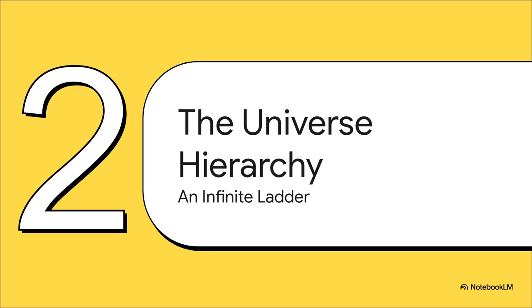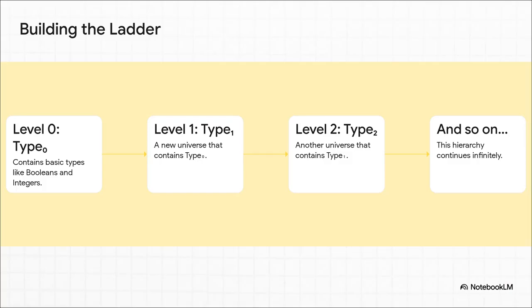So how do we fix this? If one giant box for everything doesn't work, we get clever. We build an infinite ladder of them instead. And this is the brilliant core idea behind what's called the universe hierarchy. So, how do we build this ladder? Okay, we start at the very bottom, on the ground floor, with a universe we call type 0. This holds all of our simple, basic types, your booleans, your integers. Then we build the next level up, type 1, and its whole job is to be a container that holds type 0. After that comes type 2, which exists to contain type 1. You see the pattern, right? Each new universe is just there to hold the one that came before it, and this ladder just keeps on going, up and up forever.